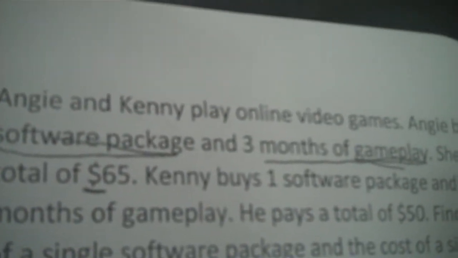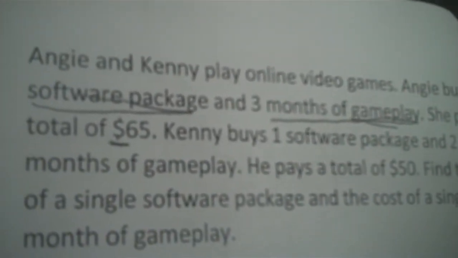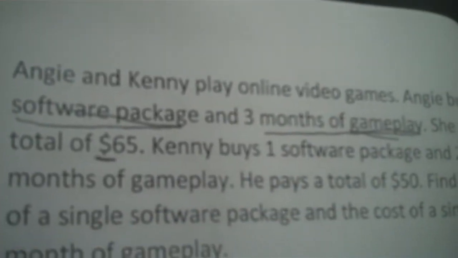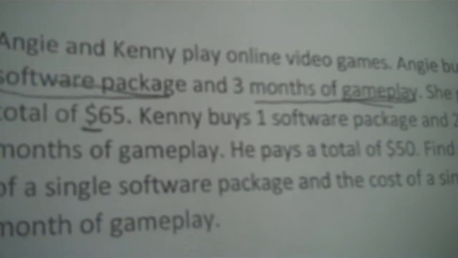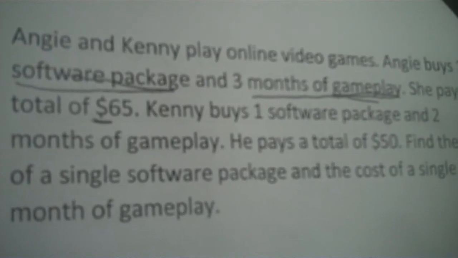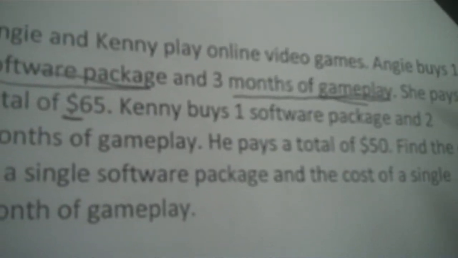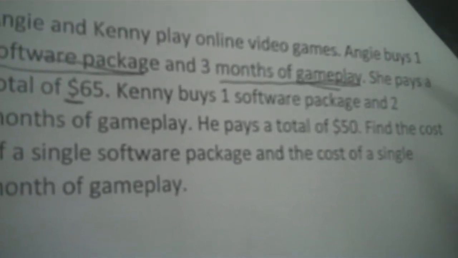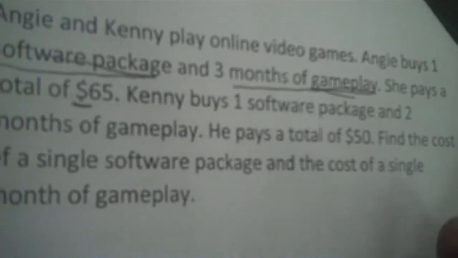Okay, next one. Angie and Kenny play online video games. Angie buys one software package and 3 months of gameplay. She pays a total of $65. You see the 3 units underlined. Kenny buys one software package and 2 months of gameplay. He pays a total of $50. Find the cost of a single software package and the cost of a single month of gameplay.